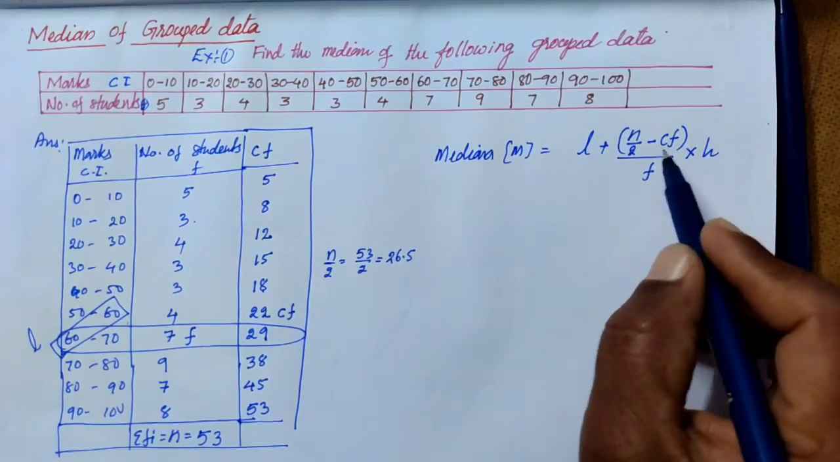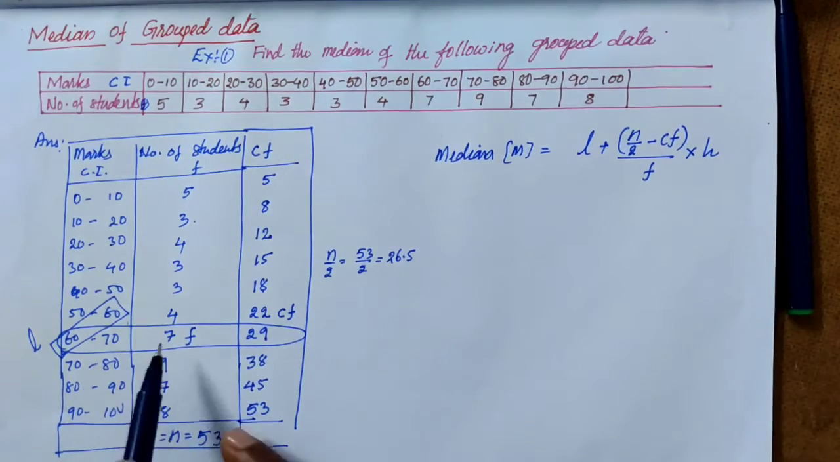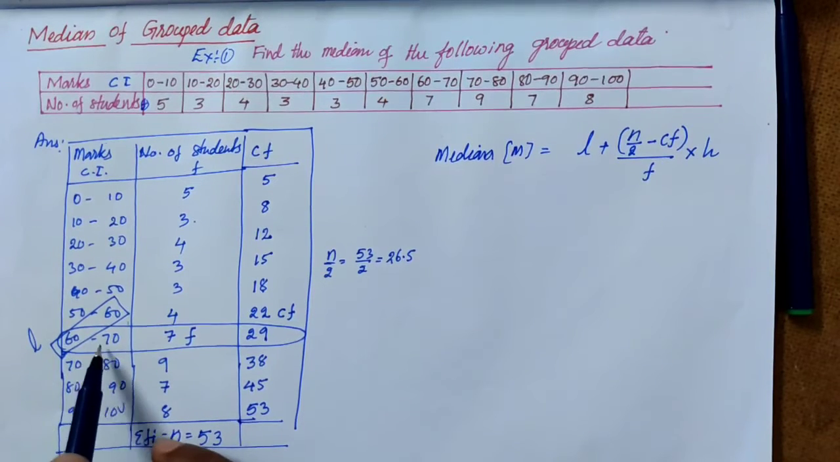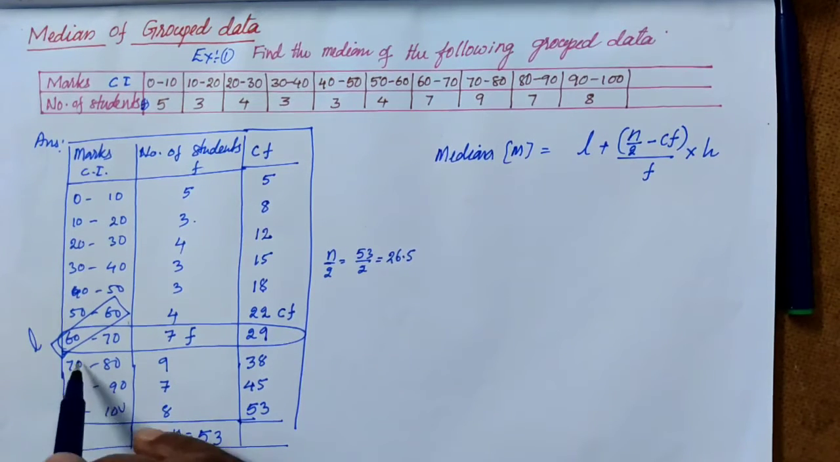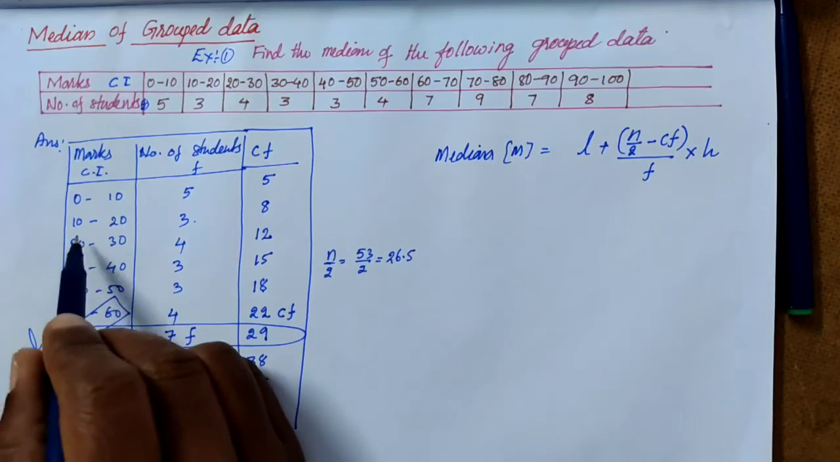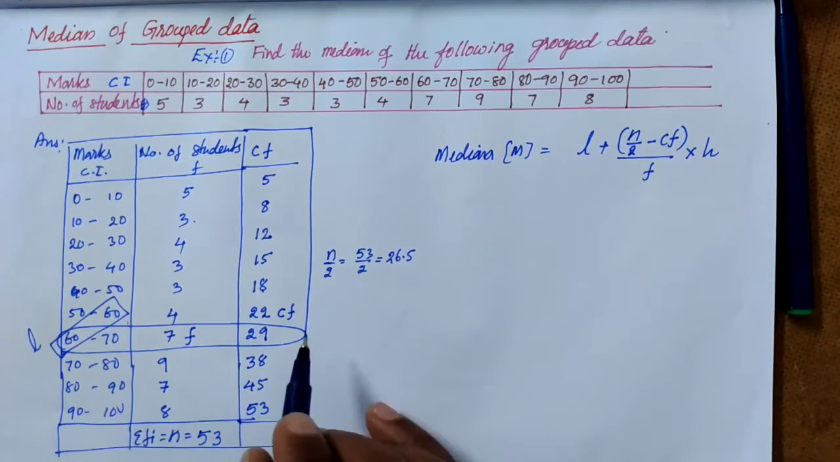We completed L, CF and N, and we have to find H. What is H? Length of the median class. 60 and 70 are the lower and upper boundaries. So what is the length? If you find the difference between these two values, you will get 10. So that is the length of the class.